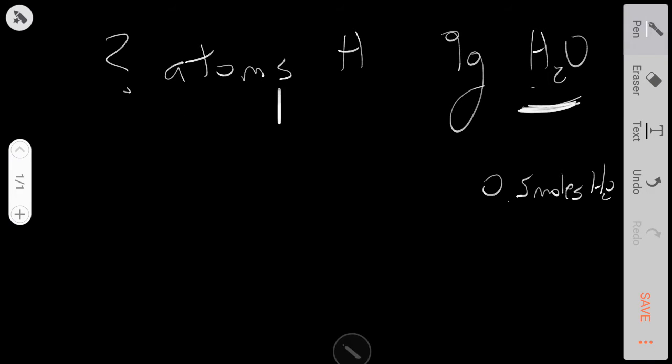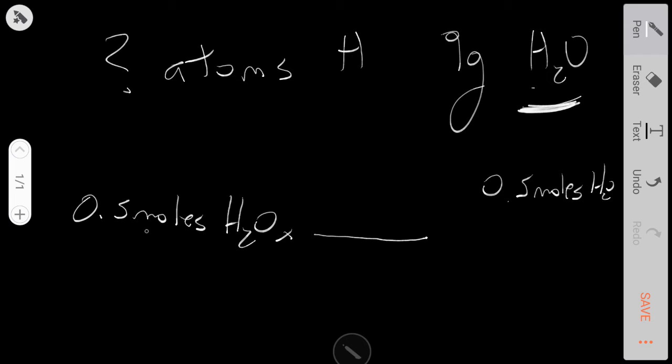Cool. But I need to find out how many atoms of hydrogen are in 9 grams of H2O. So I have 0.5 moles of H2O. I now want to convert this to how many molecules I have. Cool. So I have 0.5 moles times, in 1 mole, how many molecules do I have? This is where you use Avogadro's number. So I have 6.022 times 10 to the 23 molecules.